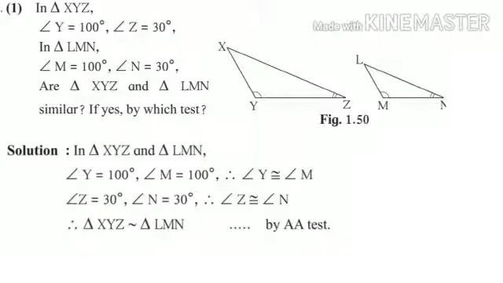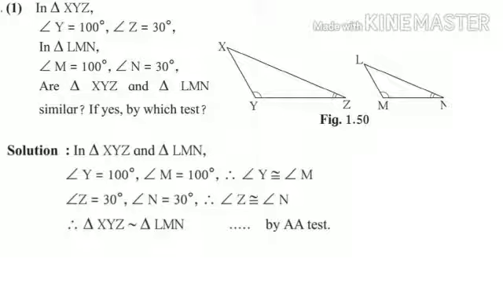Let's discuss some questions related to this concept. See here, there are two triangles XYZ and LMN. In triangle XYZ, angle Y is 100 degrees, angle Z is 30 degrees. In triangle LMN, angle M is 100 degrees, angle N is 30 degrees. Now the question is, are triangles XYZ and LMN similar? If yes, by which test?